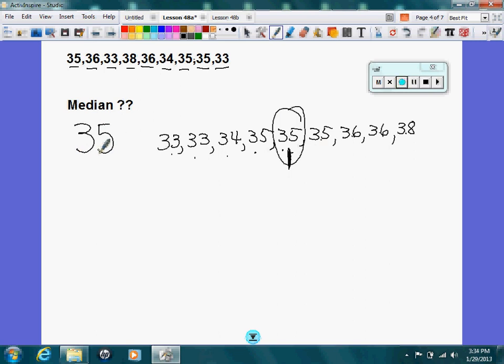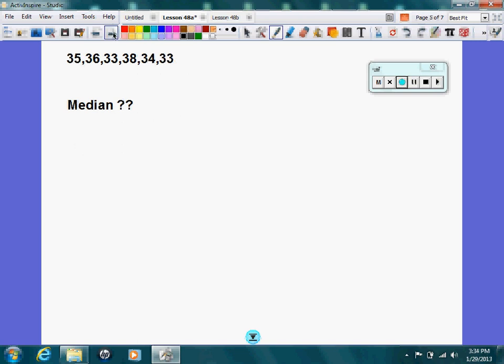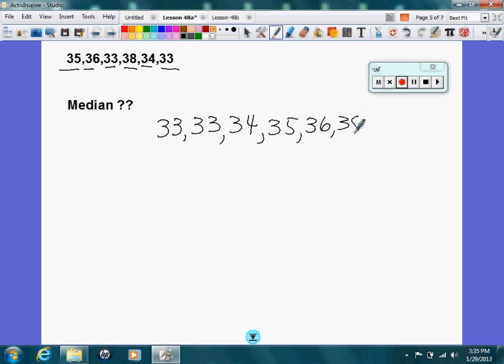Now, what if we had an even number of pieces of data? Here's an example where I took some of those numbers out. Let's rearrange these in ascending order: 33, another 33, a 34, a 35, 36, and a 38. Now which one occurs in the middle here? There's 1, 2, 3, and 1, 2, 3. There's no number right in the middle.